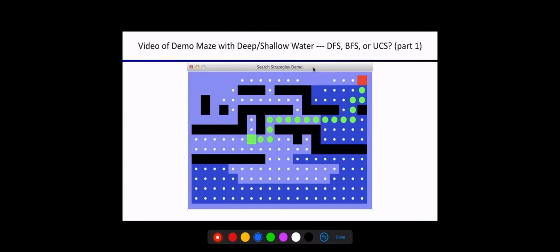And now here we have a differentiation. The lighter color means shallower water where you can go faster, and the blue and the darker one means deeper water where you go slower. So what happens when we run this algorithm? Let's see what happens.